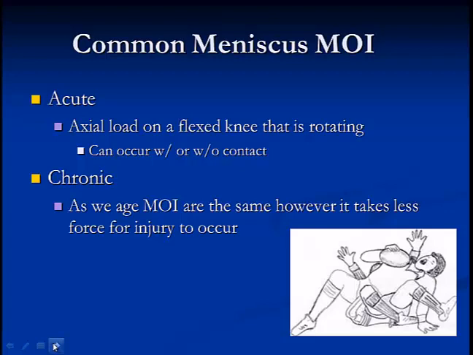First is an acute mechanism of injury, which can occur from an axial load on a flexed knee that is rotating. Remember, the meniscus is a secondary restraint against rotation. So any injury involving a rotary component, you should be suspecting possibility of meniscal damage. In addition to rotation, if an individual has an axial load on a flexed knee, as seen in this picture here, there's an opportunity for the meniscus to be torn.